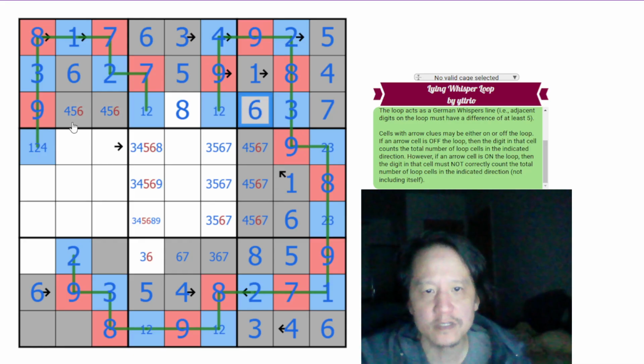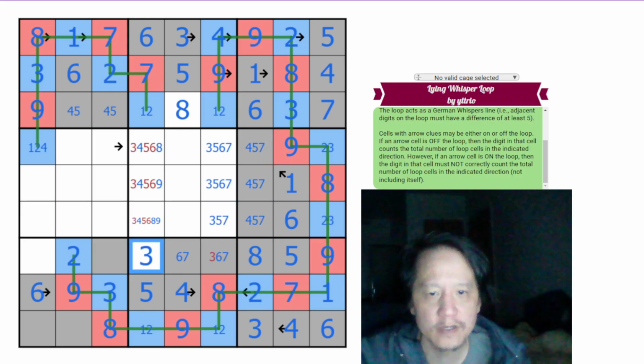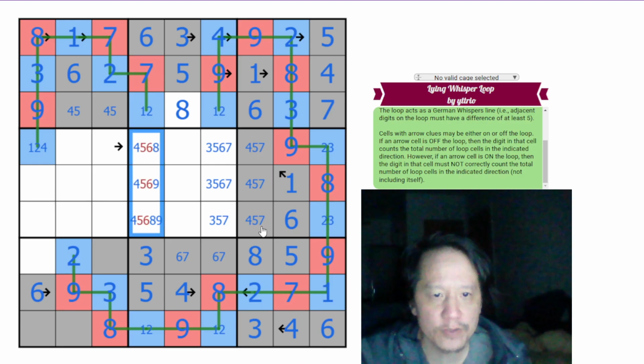So this is a 6. No 6 here. It can't be 6 here. This can't be 6. This is now a 3. So this is not on the loop. This can't be 3. No 3, 5, or 6. So it's 4, 8, and 9 here.